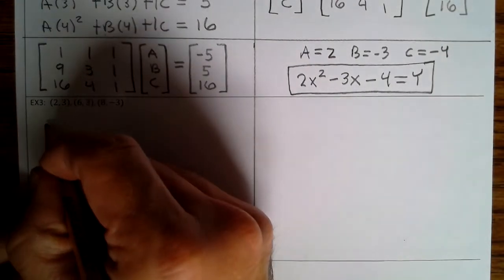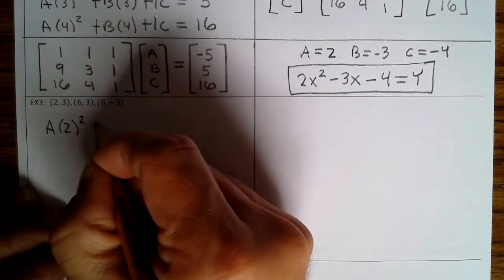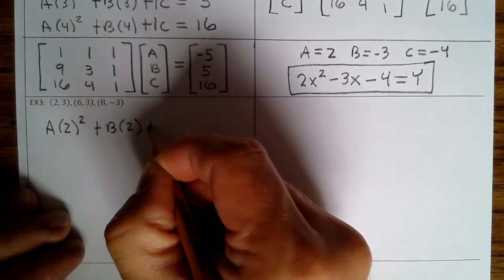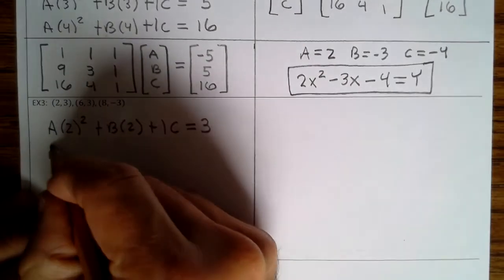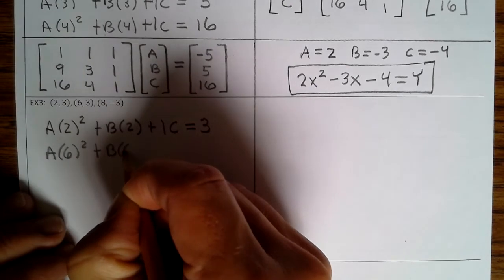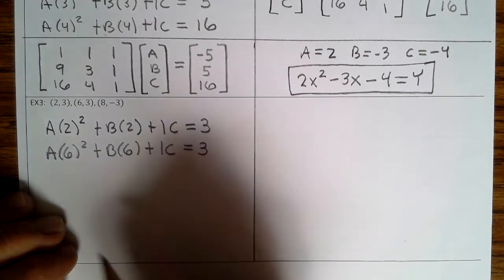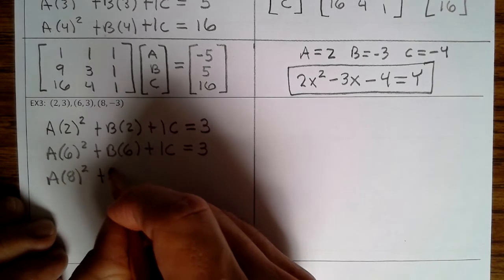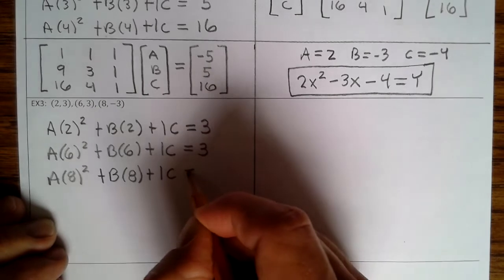So then that's a times 2 squared plus b times 2 plus 1c equals 3. And then a times 6 squared plus b times 6 plus 1c equals 3. And then a times 8 squared plus b times 8 plus 1c equals negative 3.